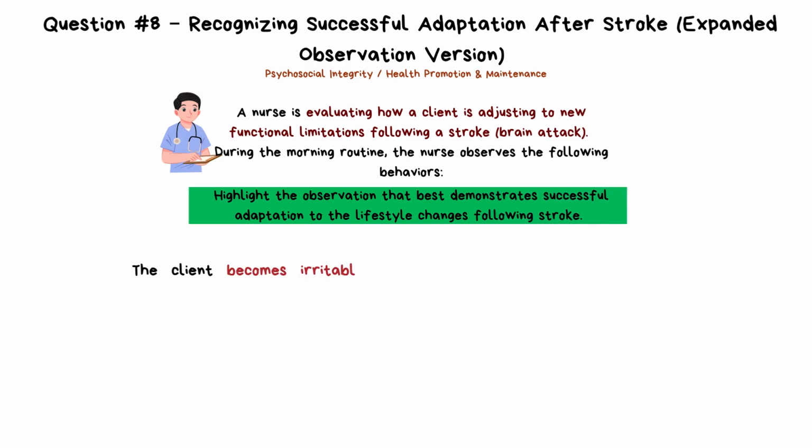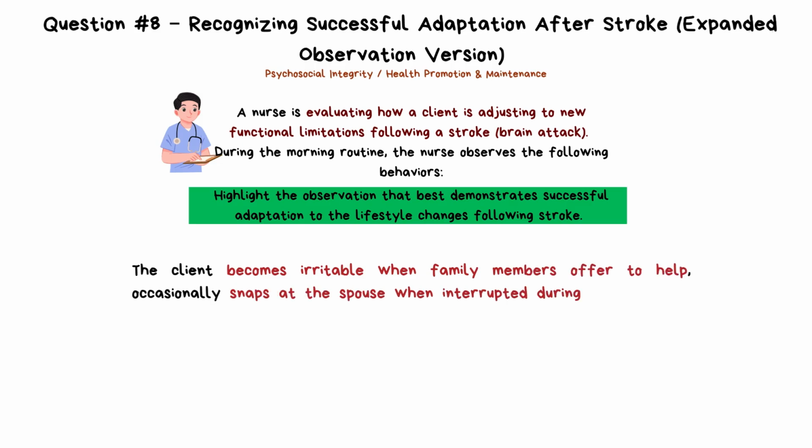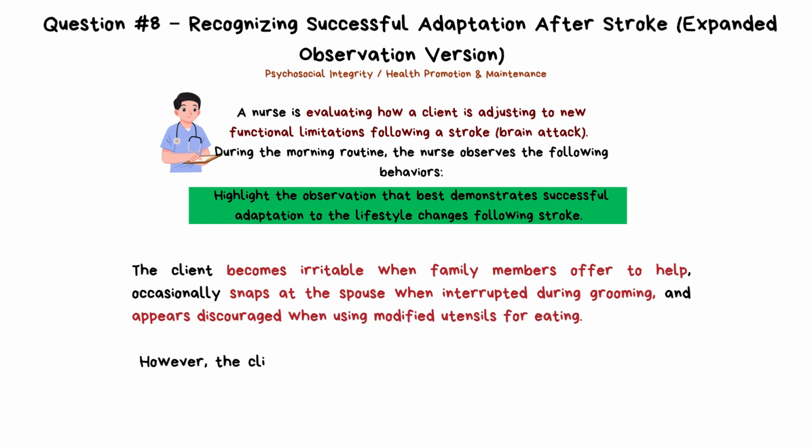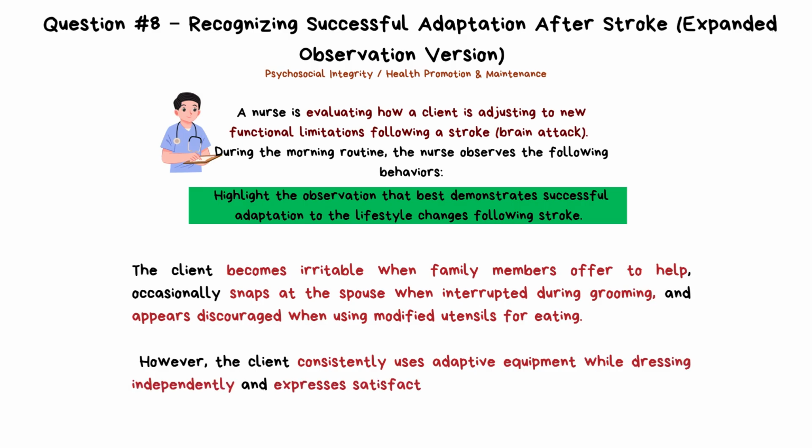The client becomes irritable when family members offer to help, occasionally snaps at the spouse when interrupted during grooming, and seems discouraged when using modified utensils for eating. However, the client consistently uses adaptive equipment while dressing independently, and expresses satisfaction with progress in therapy. Now, which phrase in that paragraph shows successful adaptation to the lifestyle changes following stroke?